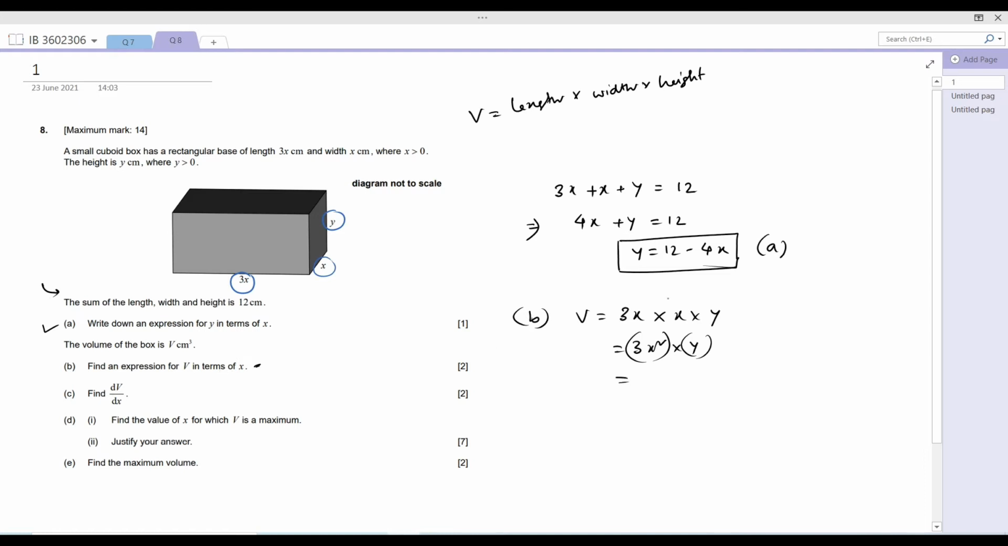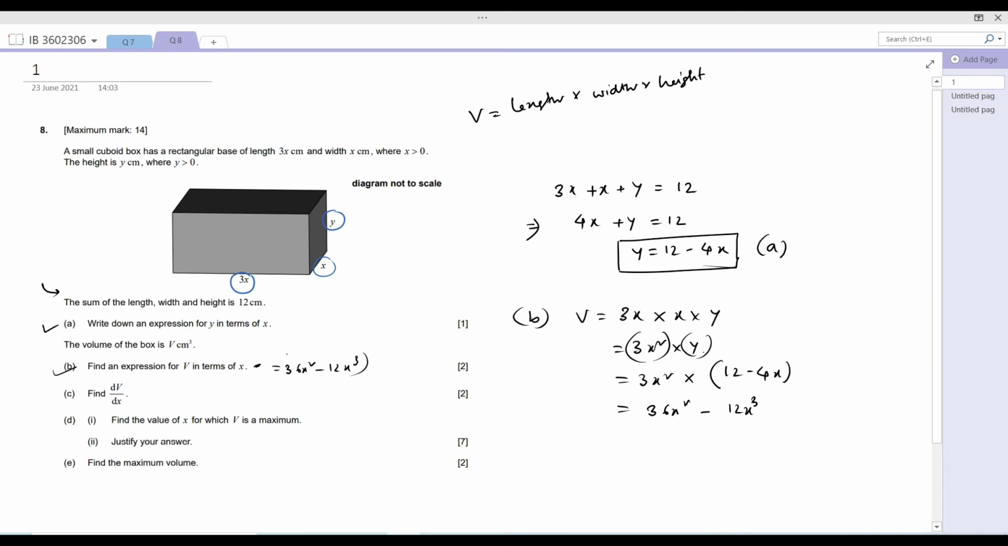Now for the B part, find an expression for V in terms of x. So we need to replace y in terms of x, which we have already done in the A problem. So 3x square into 12 minus 4x. We just need to multiply this. So 36x square minus 12x cube. This is the answer for B. So V in terms of x is 36x square minus 12x cube.